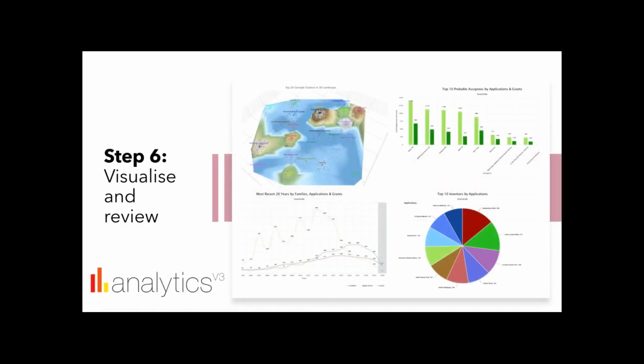Step 6, visualize and review. Generate simple statistical graphs to visualize your landscape search. View data from several angles, for example, jurisdiction or year or assignee, and at multiple levels by patent families, applications, grants, etc., to reveal answers to the key questions created in step 1. Answering these questions can provide you with actionable innovation intelligence.